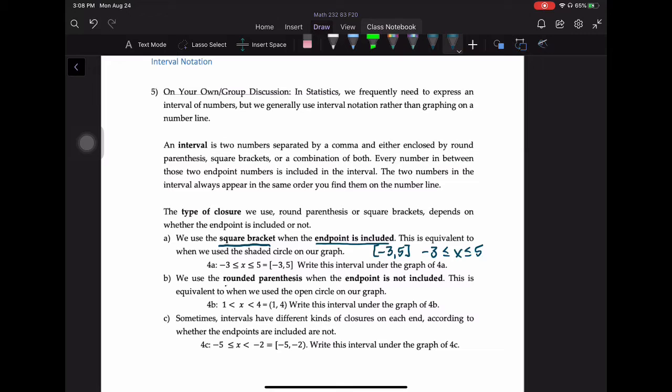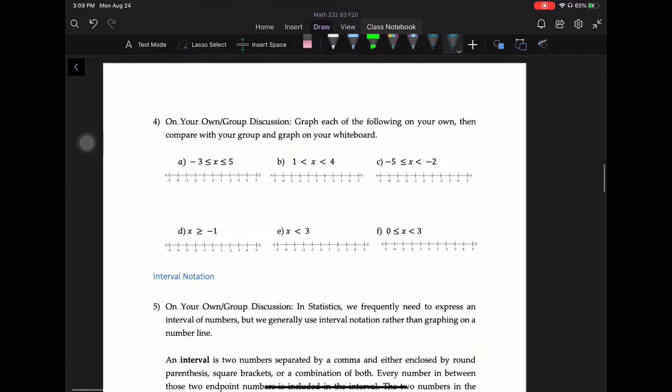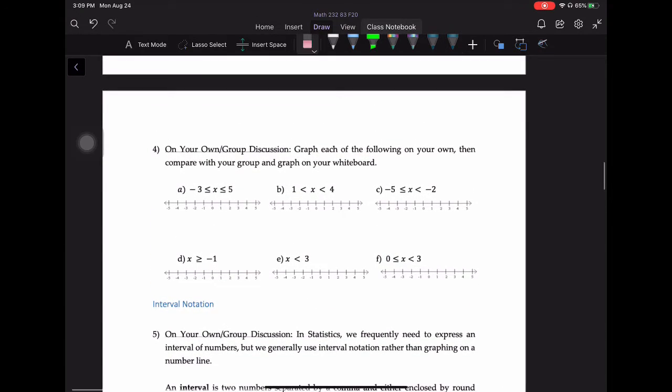In rounded parentheses, the endpoint is not included. So for (1, 4), that means that 1 and 4 are not included. I'm talking about greater than 1 but less than 4. On a number line, what that looks like, let's go up to a number line here. Let's say I'm talking about the included endpoints on a number line, less than or equal to.